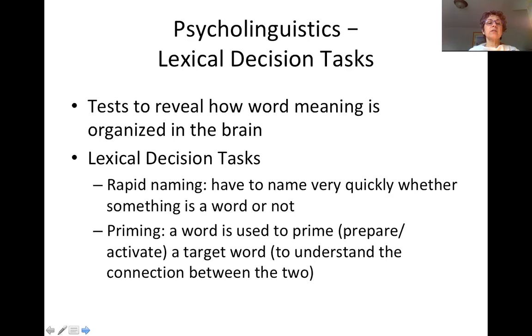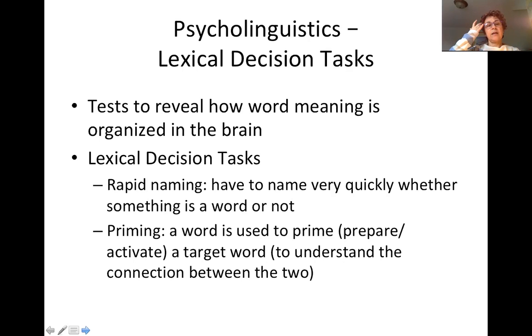Some lexical decision tasks are the rapid naming task. A word appears on the screen and you decide whether it's an actual word or a nonsense word. Remember the examples we had with children, the WUG test. So the word bug will appear and you will decide, oh, that's a real word. And then the word wug will appear and you'll say, that's not a real word. So you'll have a choice to press one or two buttons on the keyboard.